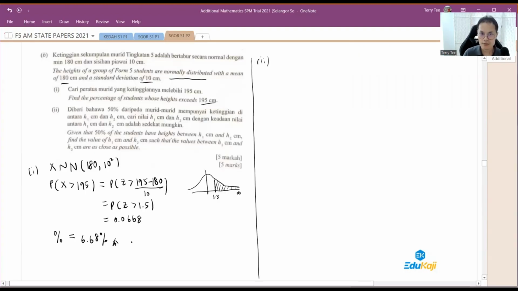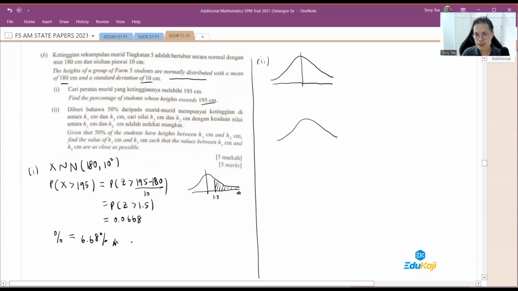Okay, Roman 2. Now, this is an interesting part. 50% of the students have height between H1 and H2. Find the value of H1 and H2 such that these values are as close as possible. Now let me just draw a diagram like this. If you want your H1, H2 to be closest possible, they have to be symmetrical.